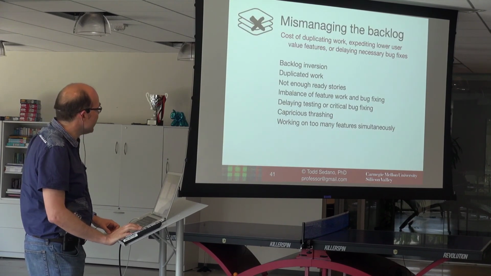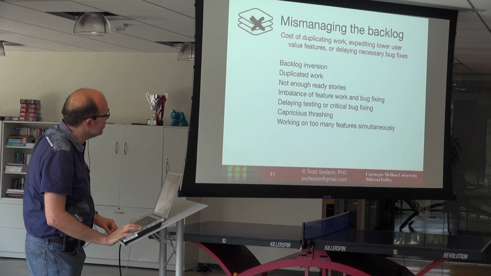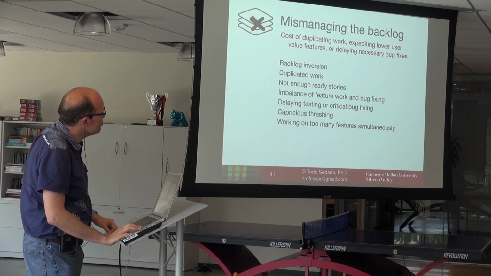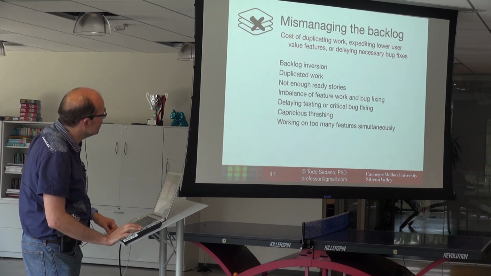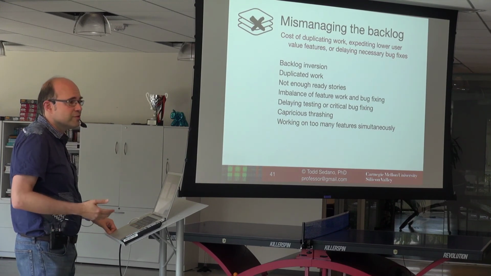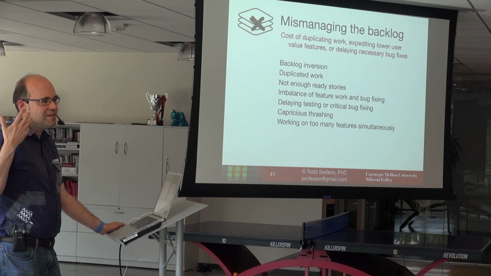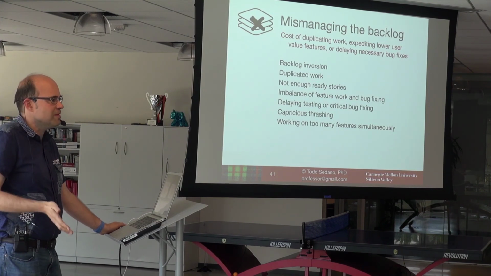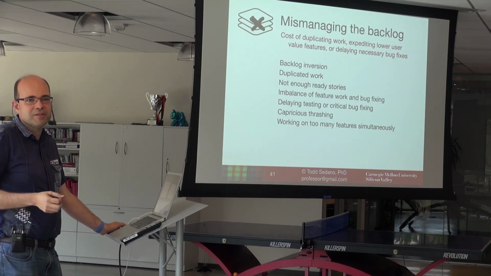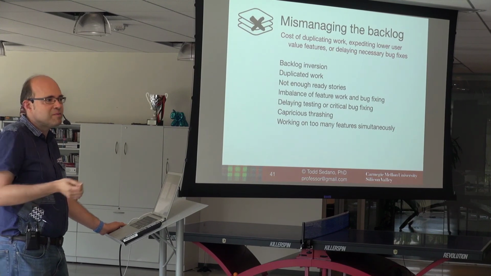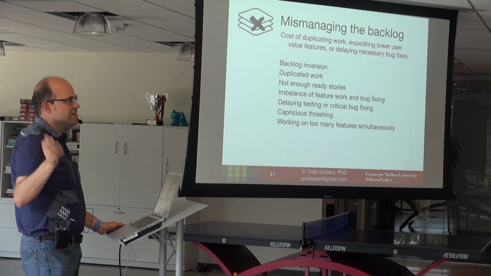We have mismanaging the backlog. This is the cost of duplicating work, expediting lower user value features, or delaying necessary bug fixes. Backlog inversion. This is where the PM on Monday prioritizes the next 7 stories, and the team, for some reason, just cranks through them. And on Wednesday, starts working on stories 8, 9, and 10, which haven't been prioritized for a while. They've just been sitting in the backlog.